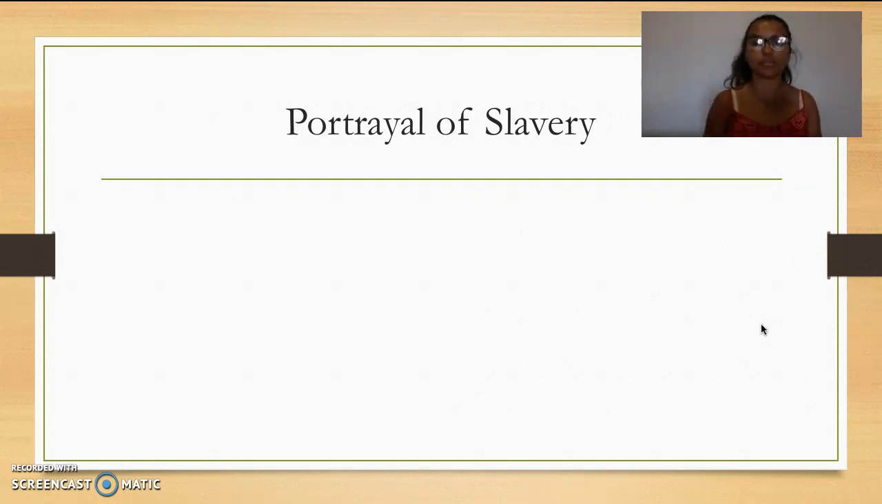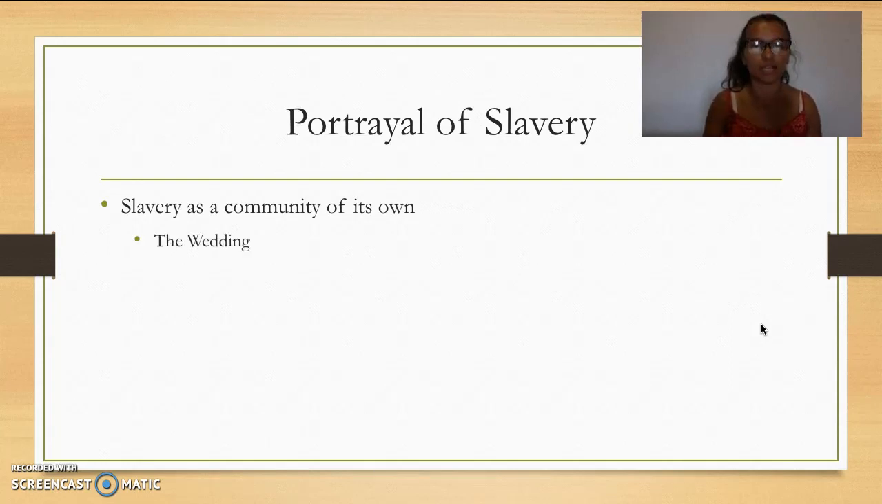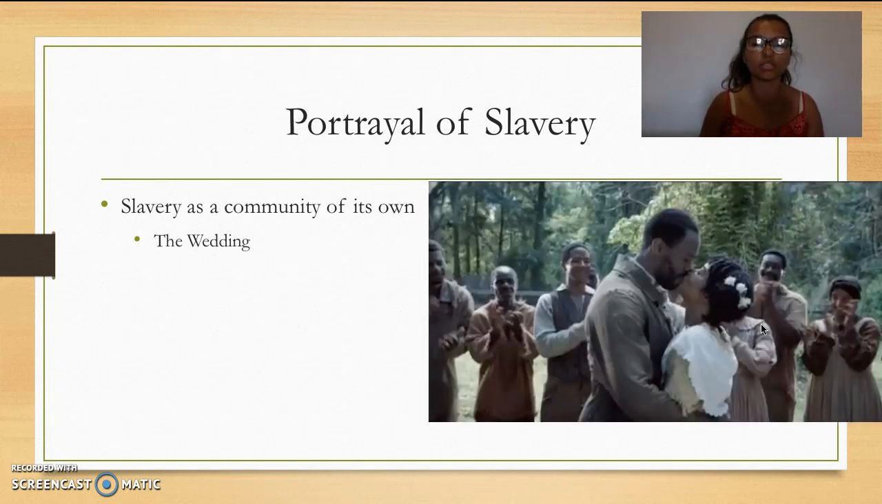So the next example of slavery that Ethan and I talked about was slavery as a community of its own. So even though these slaves were being forced to work against their will and they were living on this plantation, they lived on the plantation almost as a community. So a good example of this was the wedding. So this is the wedding of Gabrielle Union's character, and as you can see, everybody in the screenshot that I have provided, they all look very happy. This whole scene actually was like a really big celebration. Everybody was really excited to celebrate their love.